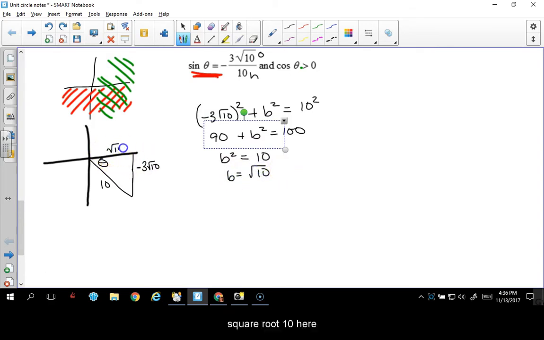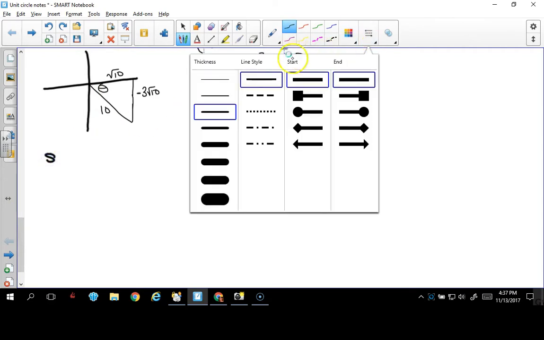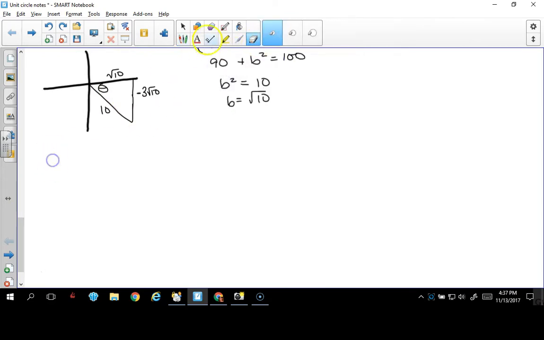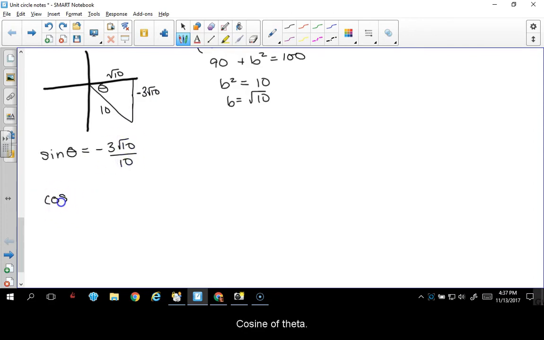So I'm going to put square root 10 here. I'm going right on the x-axis, so this stays positive. If I was going left on the x-axis, it would be negative. All right, so now I'm going to figure out what all my trig functions are. So sine of theta, we were given negative 3 square root 10 over 10. So cosine of theta is going to be square root 10 over 10.